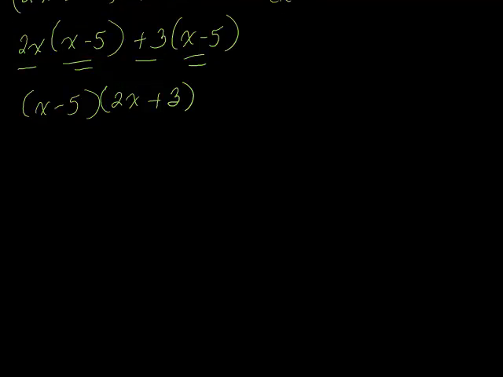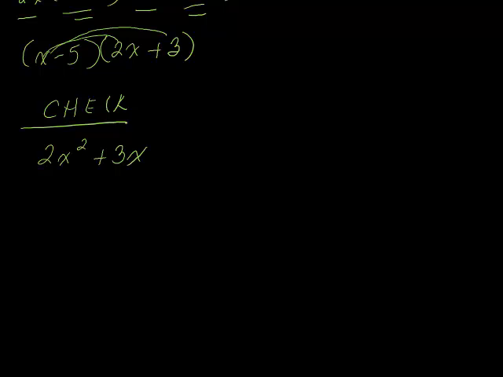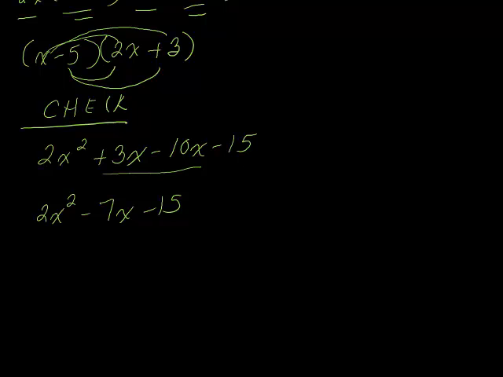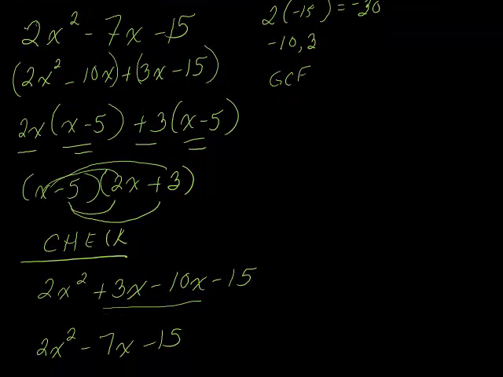So now we're going to go ahead and check it. So when we check, we are going to say x times 2x, 2x squared, our first. Our outer terms are x times 3. Inner terms, negative 5 times 2x. And then our last terms, negative 5 times 3. So we're going to combine our like terms, and we get 2x squared minus 7x minus 15. So now if we look back at this, that is exactly what we started with. So that's the first example.